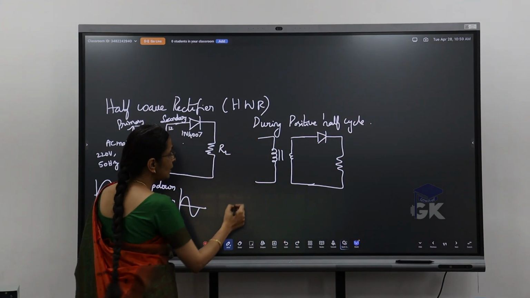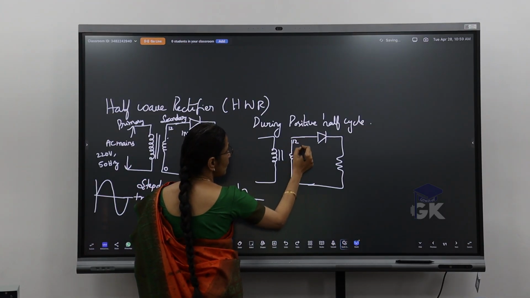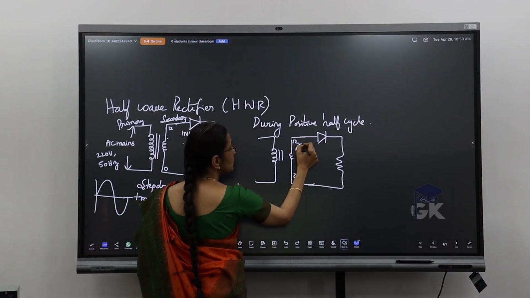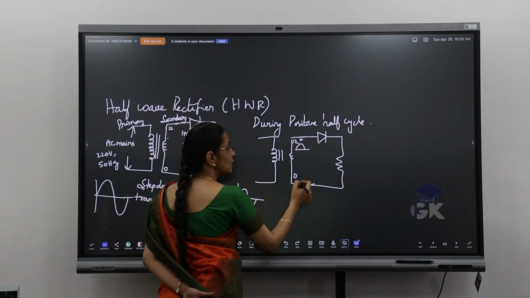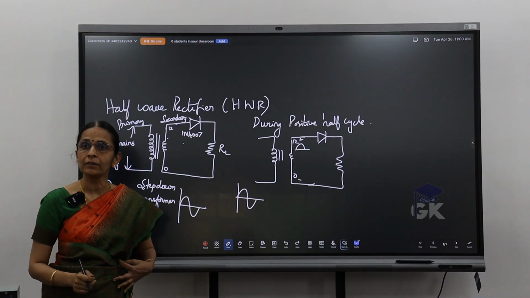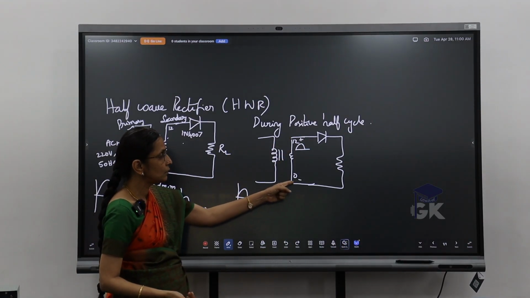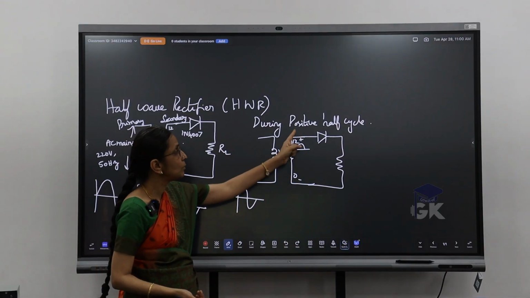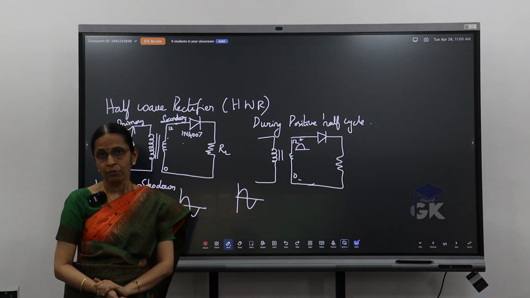So I'm just giving the positive half. I have 12, 0, just the positive half cycle is given. So what will be the polarities here? Plus and then a minus. So what happens to my diode basically? I have a plus and here it is minus. So what happens to my diode? Forward bias. My diode is forward biased.